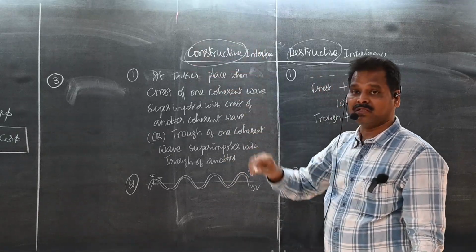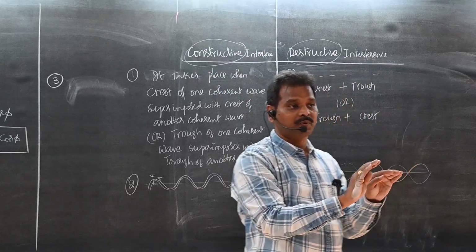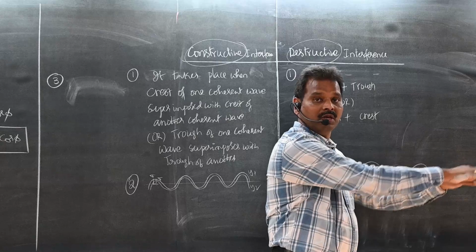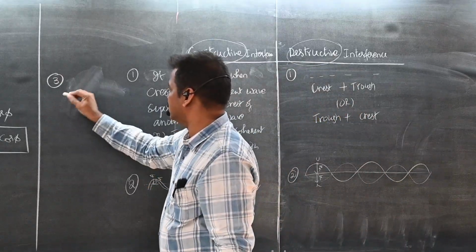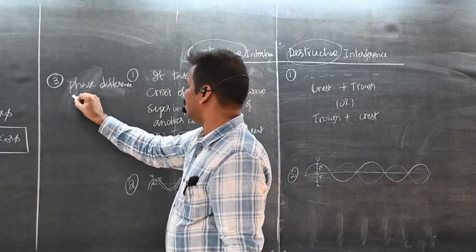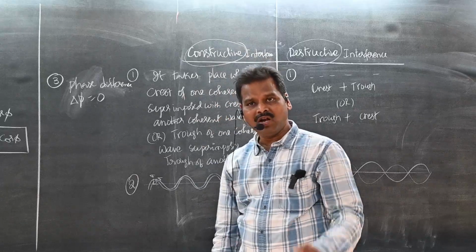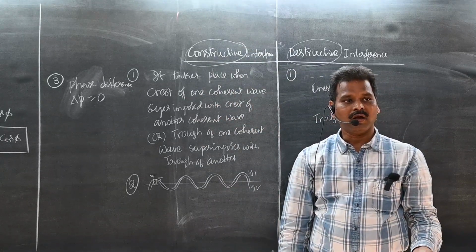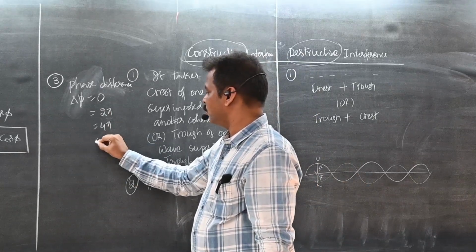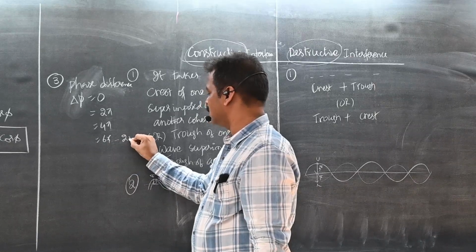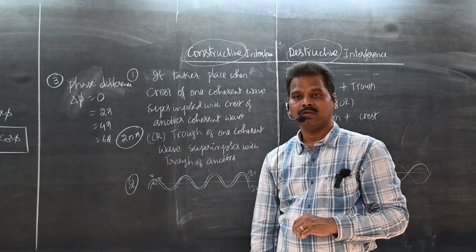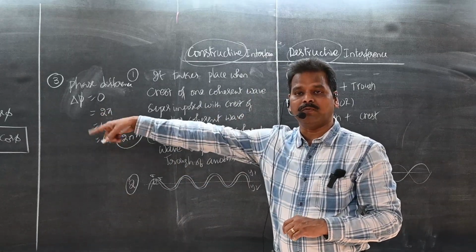Constructive interference takes place if crest combines with crest. When is it possible? Zero path difference. Both are starting at the same point and ending at the same point, then zero phase difference. So what is the phase difference for constructive interference? How much? 0. Only 0 or some other value? One more is there. Even if the phase difference is 2 pi, 4 pi, 6 pi and so on, 2n pi, then also we will get constructive interference, with constant phase difference.